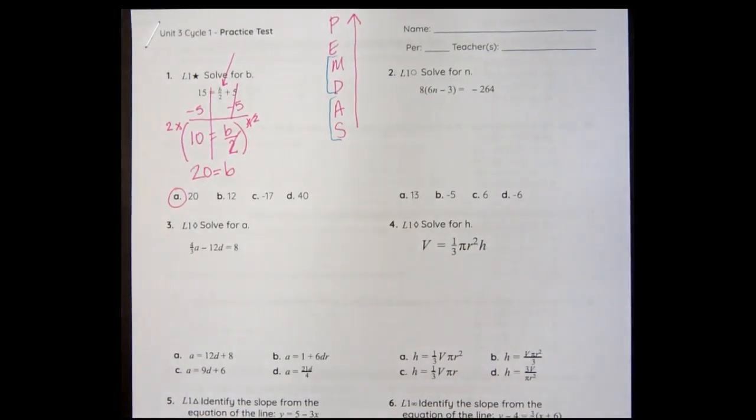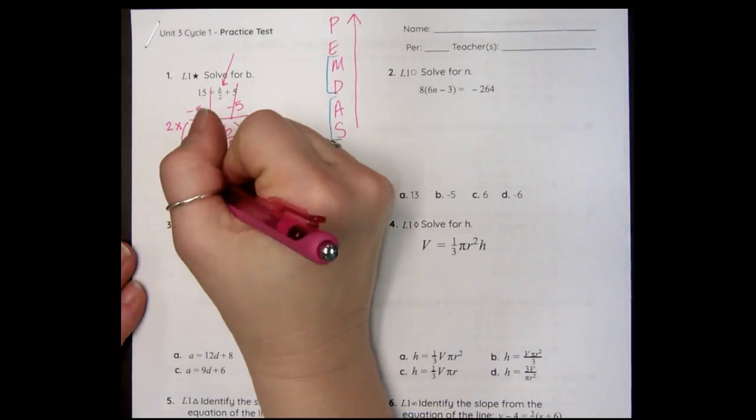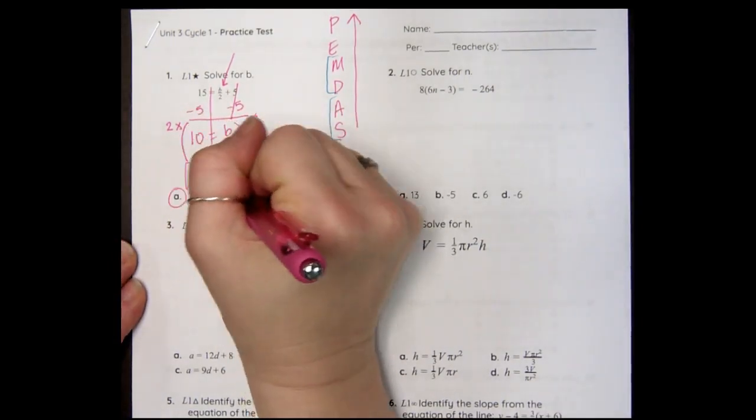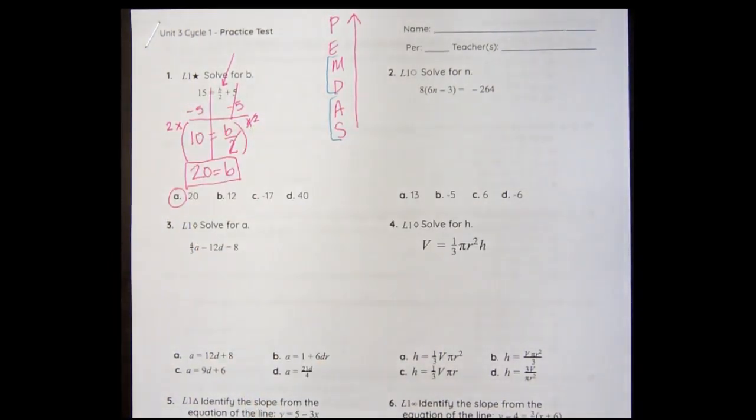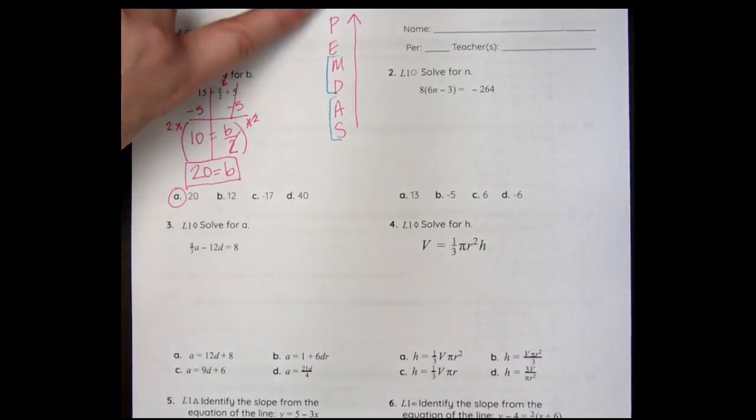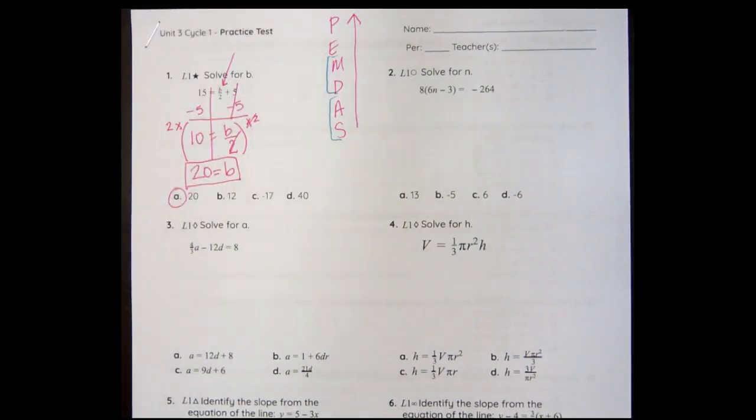All right, very good. So go through and kind of see what steps you did. Maybe you had no idea what to do at all. Worst case scenario, write PEMDAS on your paper and start working backwards. Okay? All right. Number 2.